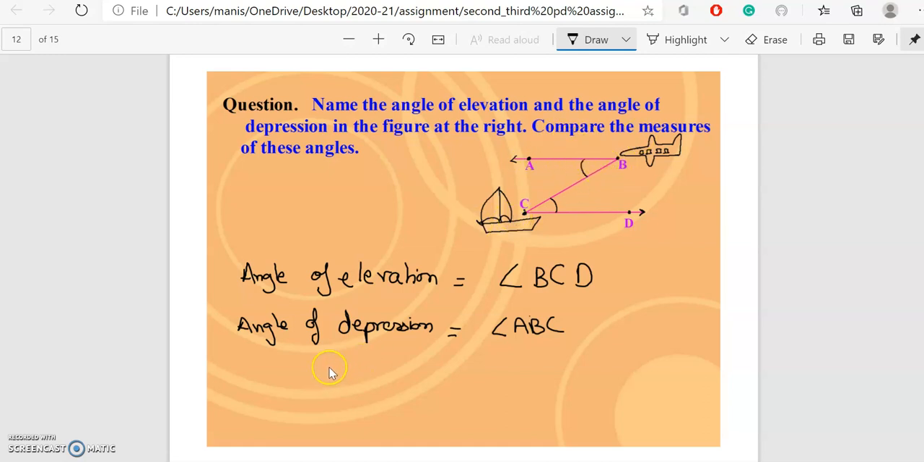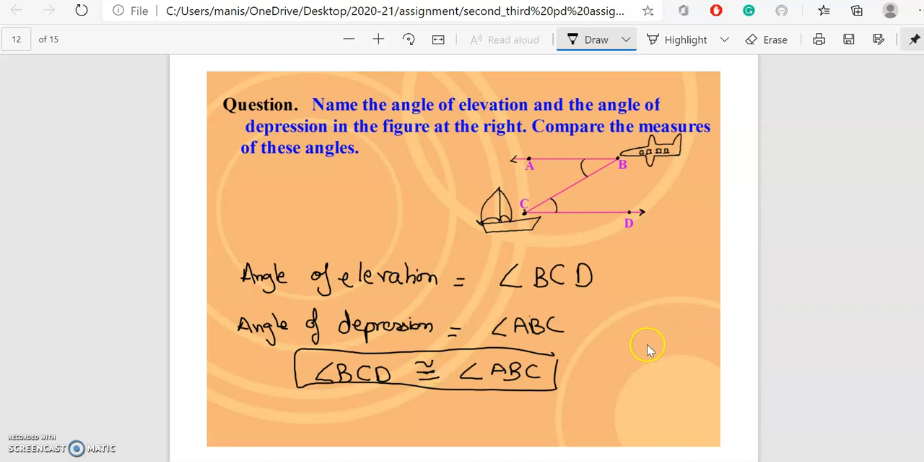Compare the measures. So what is the measure? We have already learned about this. These two angles are congruent, or in other words, equal. You see the symbol over here which I have drawn like this. This is called the congruent symbol. So this angle and this angle will always be equal. The angle of elevation is always equal to the angle of depression.